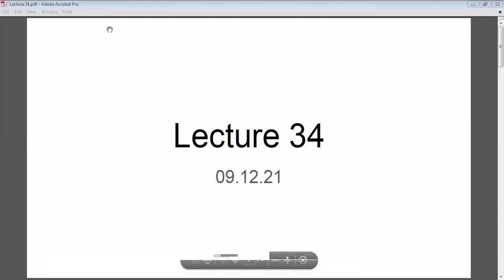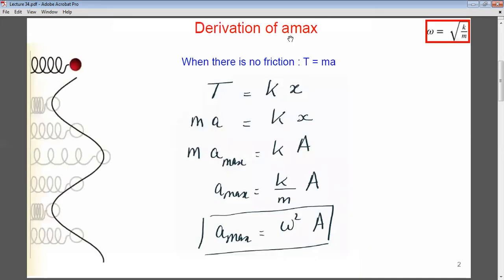So today we will continue with chapter 13 on vibrations and waves. We will see quickly how we can do the derivation for A max, which is omega squared A. Then we will apply conservation of mechanical energy that we already know from the chapter on energy to see how we can derive V max and also how to apply this formula for any value of x. So let's start the derivation of A max.